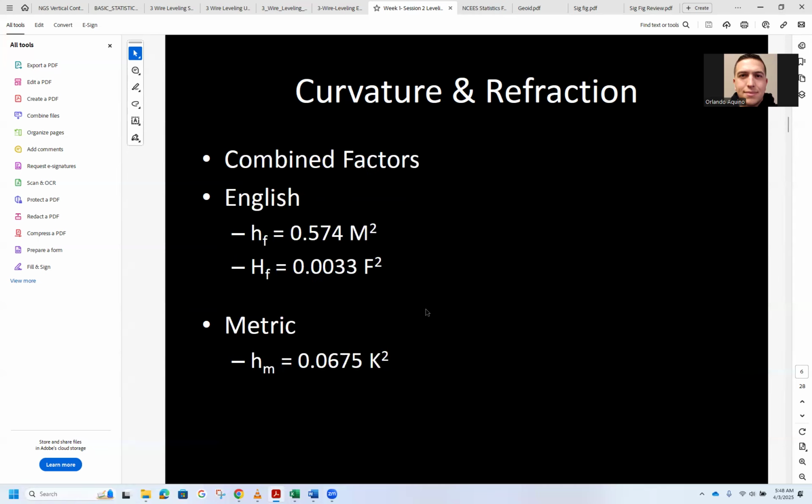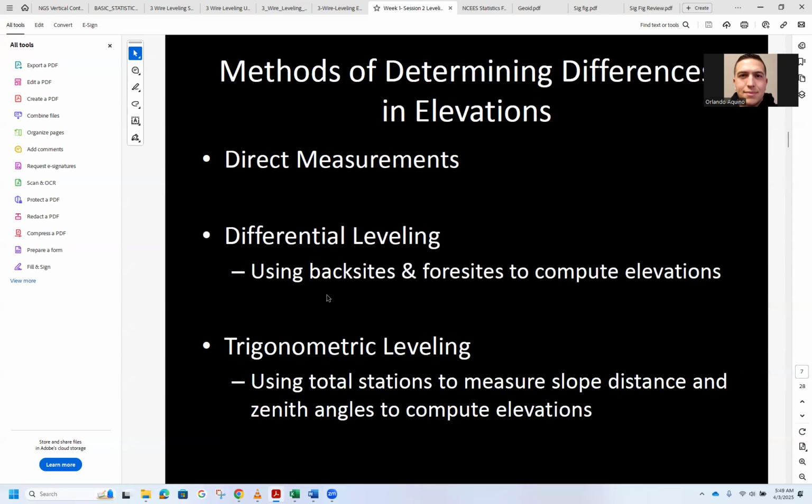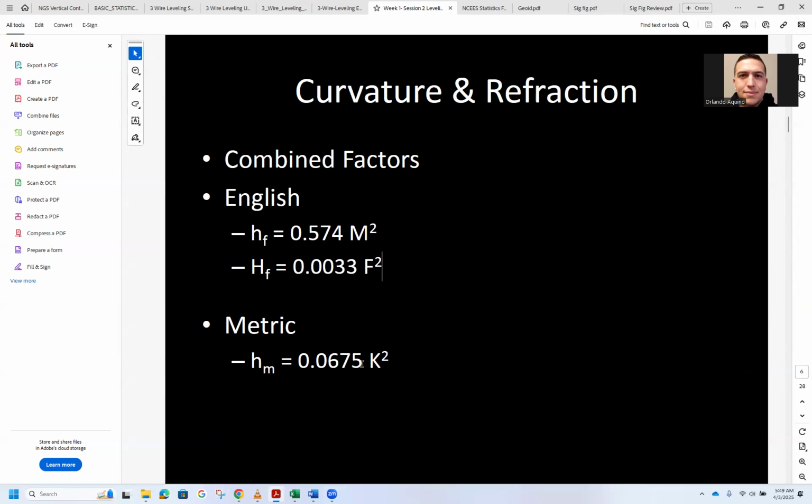All right. So the units that we use are, for one, this one's in meters, or sorry, this is if you're using English, but you have a meter unit here. This is the formula for it. The other one is if you're going in feet, and then we have the metric one down here, and this is in kilometers here.